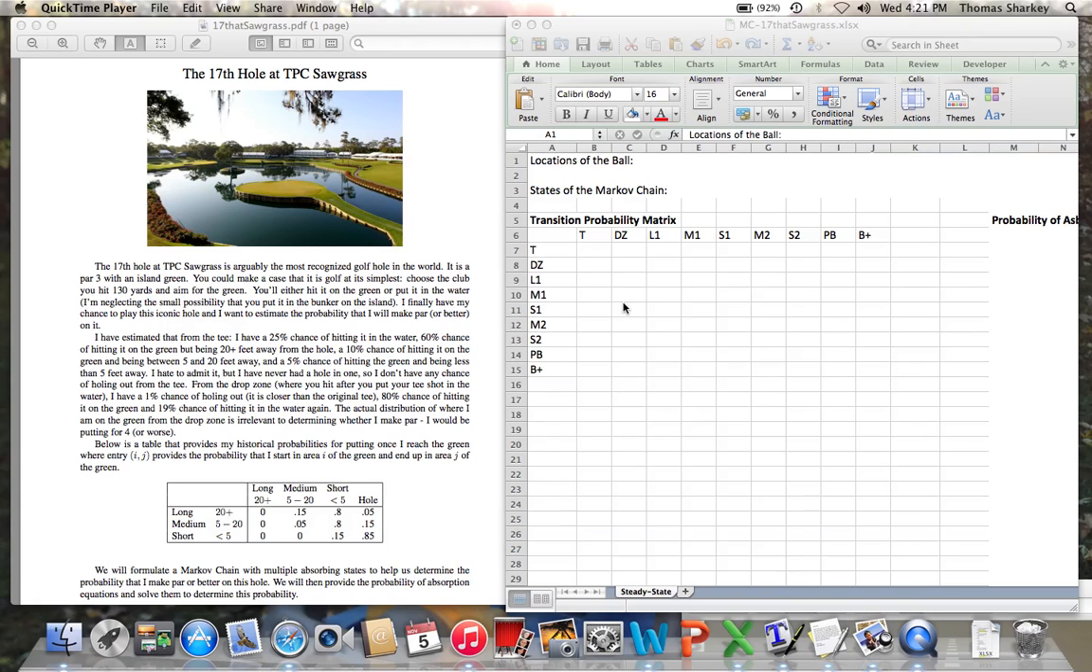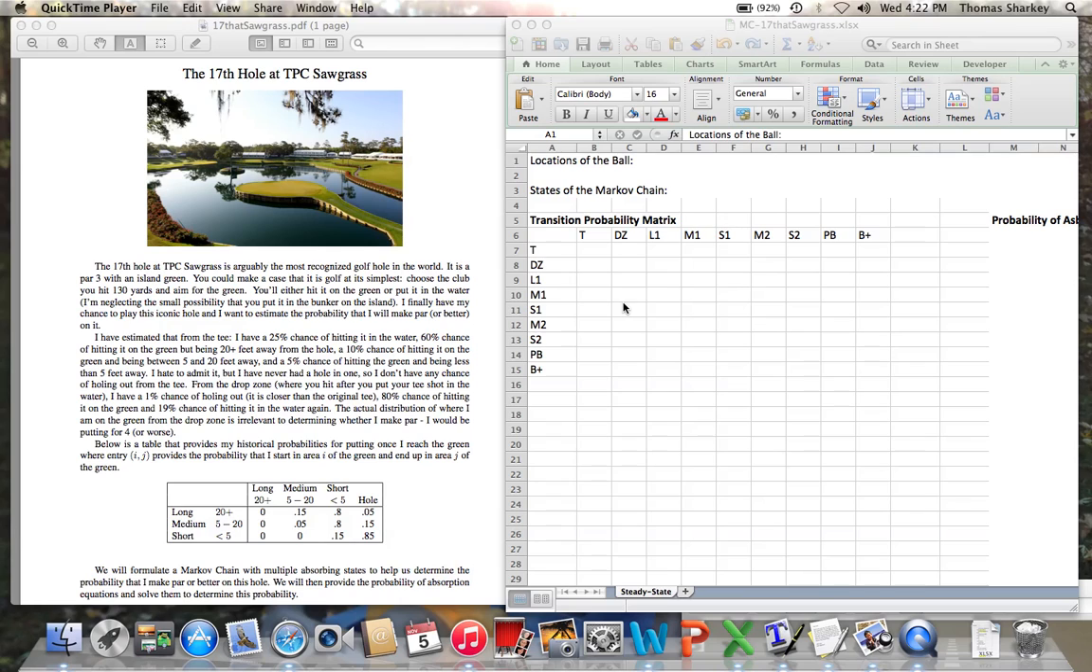So there's not a lot of strategy involved in terms of club selection on this hole because it's not a par 4 or par 5 where you're choosing whether or not to lay up. So it lends itself to being modeled as a Markov chain as opposed to a Markov decision process.